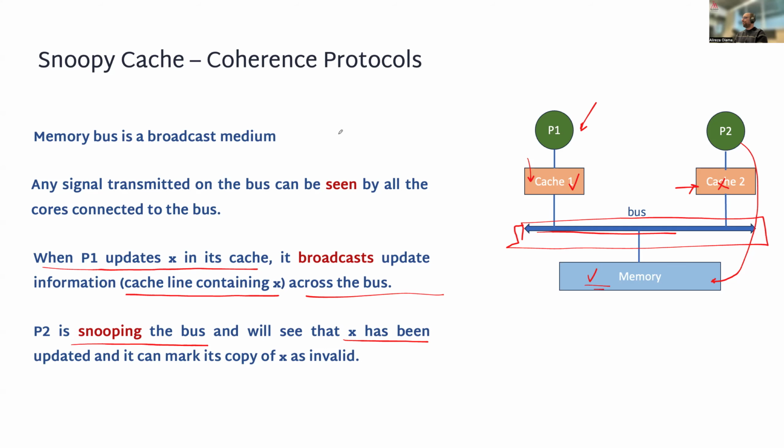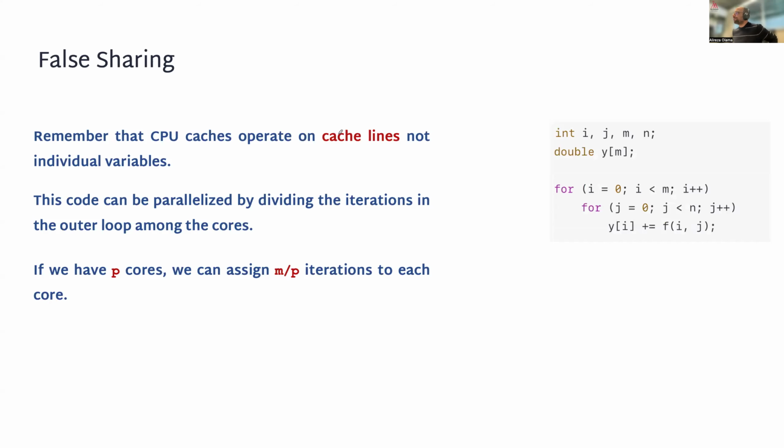Okay? All right. With cache coherence protocol, another problem comes into play, which is called false sharing. And again, it's important to avoid false sharing in your code. So to explain that, first you need to remember that the caches, especially CPU caches, operate on cache lines, not individual variables. So this is the main source of this false sharing problem, right?